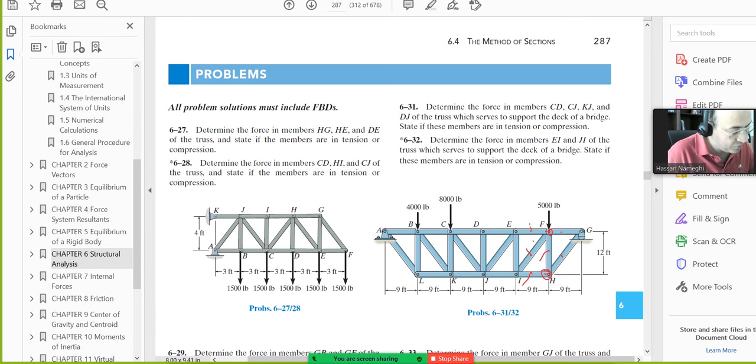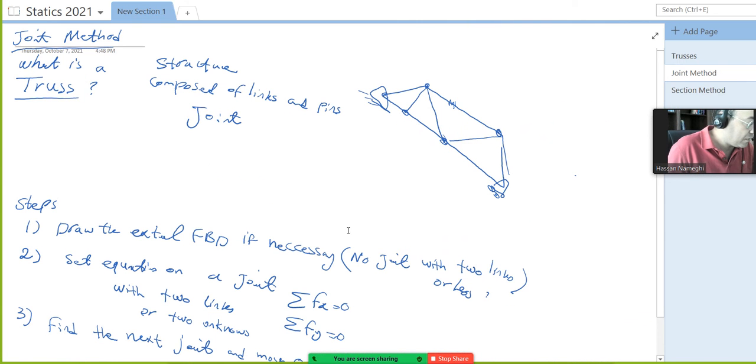You see that? So you act like starting from one point, but remember, in every joint, you should have at the most two unknowns. If you have more than two unknowns, you wouldn't be able to solve it. So let's move on to an example related to the joint method. So I have two examples.